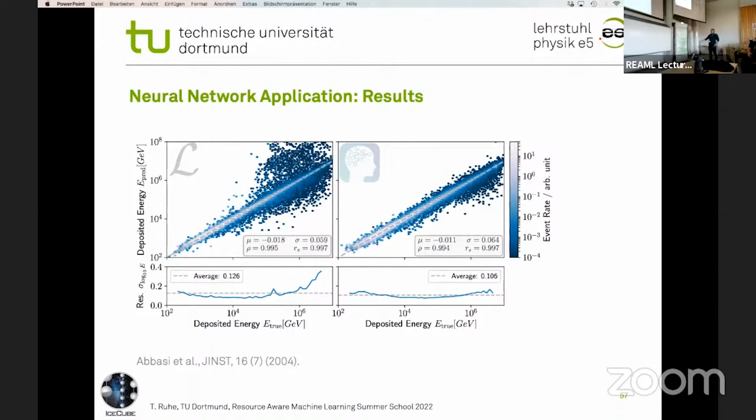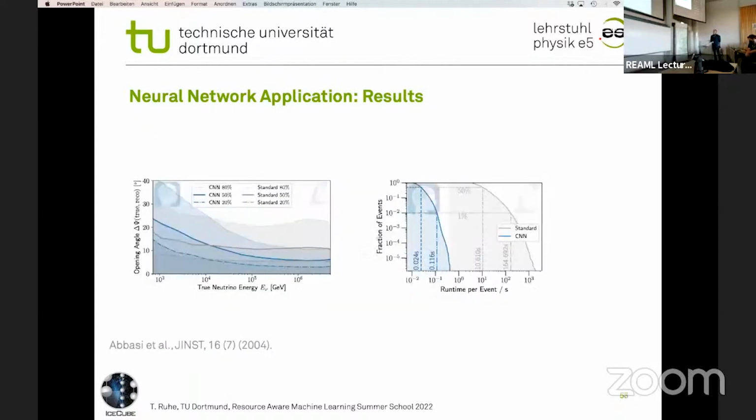And if you let a neural network do this, then these fuzzy tails, so to say, up here, they just go away. So this is the residual actually, and then you can see that, well, it gets really bad towards higher energies, whereas the neural net is pretty stable across all energy ranges, which is good.